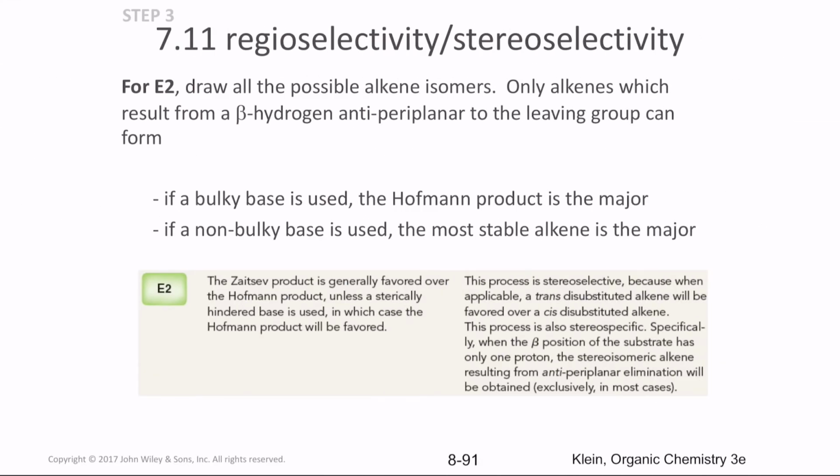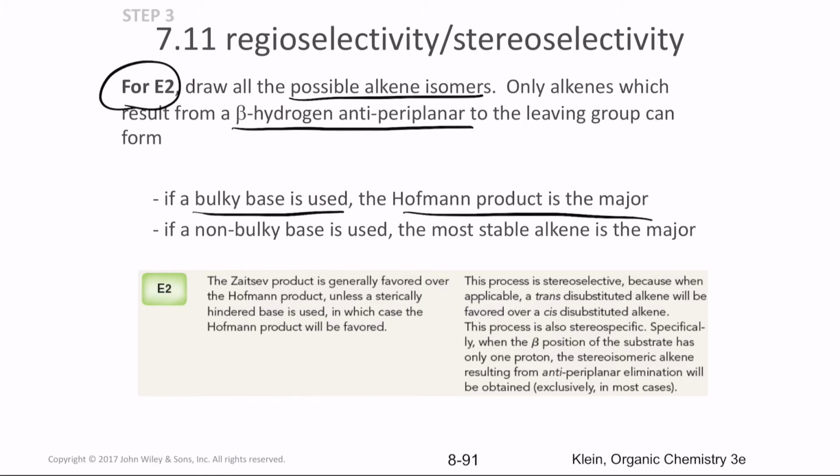When you have an E2 reaction, the first thing you have to do is draw all the possible alkene isomers and choose the one that results from a beta hydrogen anti-periplanar to the leaving group. Now, if you have a bulky base, the Hofmann product will be the major one, which is the less substituted product.